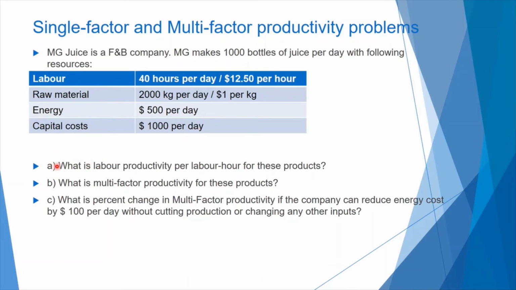We have to calculate what is the labor productivity per labor hour for these products. It means 1,000 bottles of products. And what's the multi-factor productivity for these products? The second one we have to calculate. And third one is what percent change in multi-factor productivity if the company can reduce energy costs by $100 per day without cutting production or changing any other inputs.